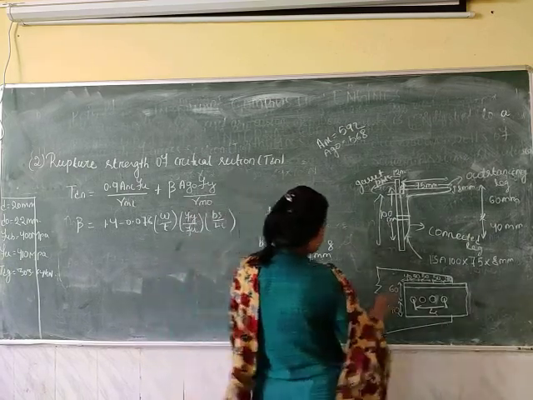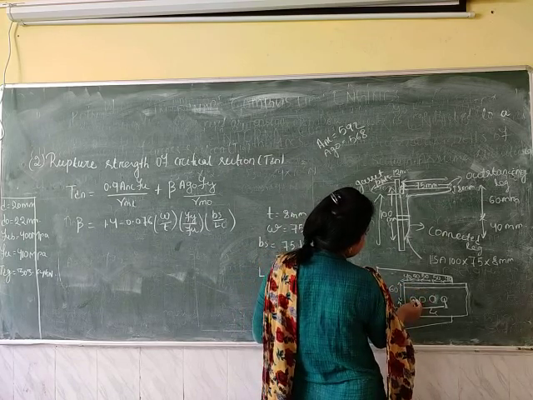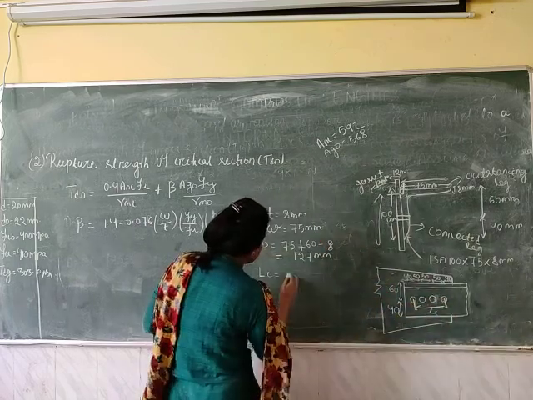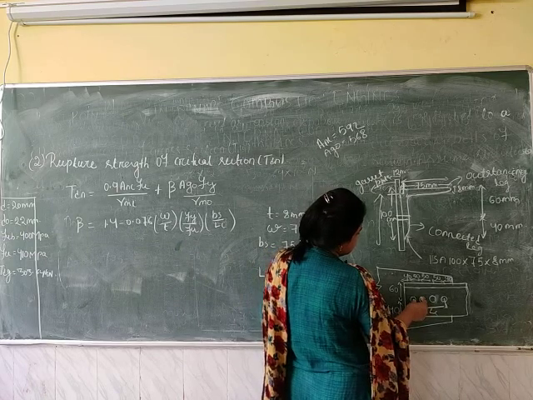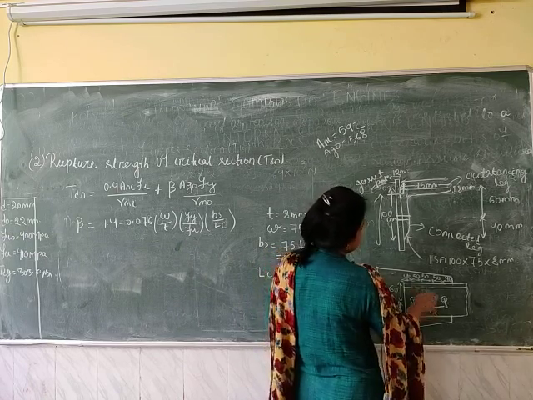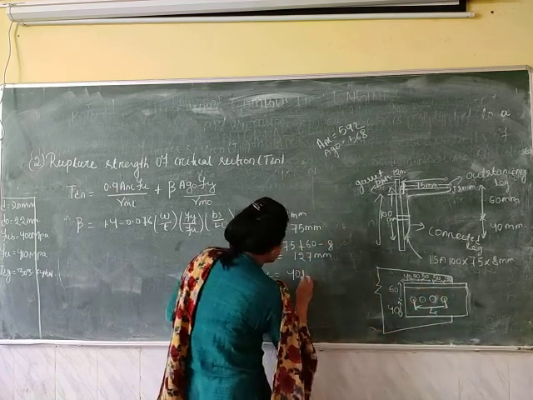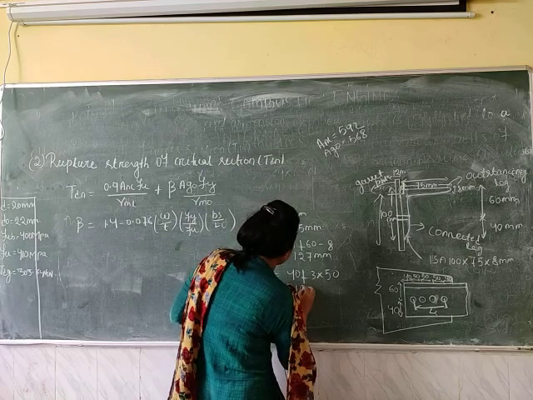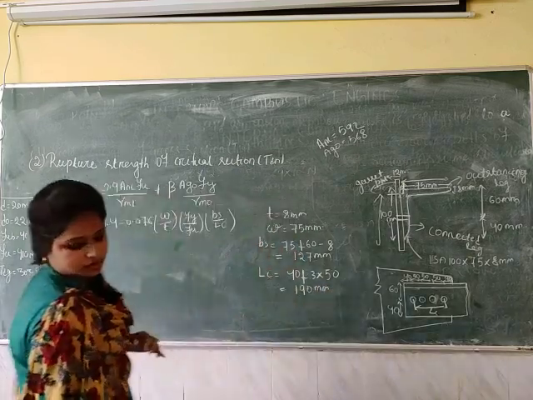So LC will be 40, here this center is 20 and here this center is 20, so 20 plus 20 is 40, plus this center to center distance is 50, this is 50, this is 50, so plus 3 into 50, so 190 mm. So this is the length of connection.